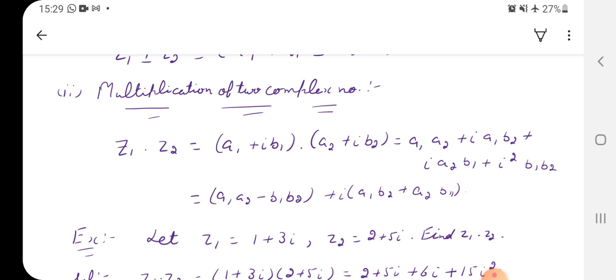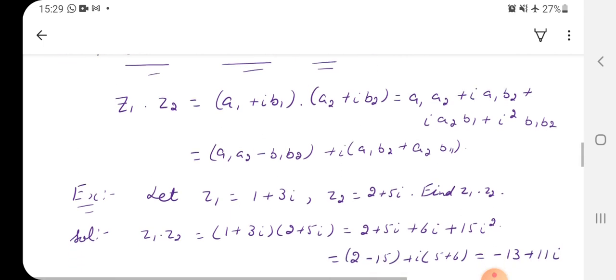So whenever I see iota square, I will put it as minus 1, because all of you know that iota square is what? Iota square is minus 1. So our major focus in this chapter will be on iota square. Iota square will be minus 1, nothing else. So with that we will get a1 a2 minus b1 b2 plus iota common, a1 b2 plus a2 b1. So this will be our multiplication, normal multiplication.